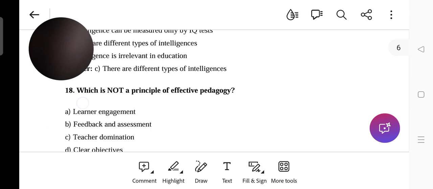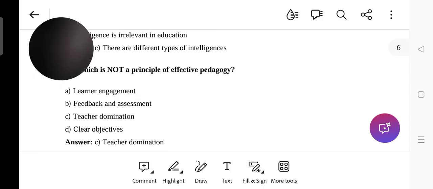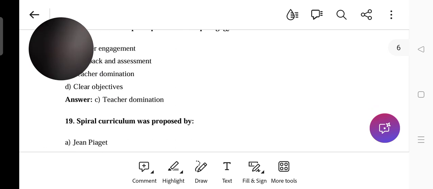Next question. Which is not a principle of effective pedagogy? We need to find out which is not effective. Okay. Here option A, learner engagement. It is related. Option B, feedback and assessment. Option C, teacher domination. Option D, clear objectives. So teacher domination is not effective pedagogy. Okay, option C will be the appropriate answer.